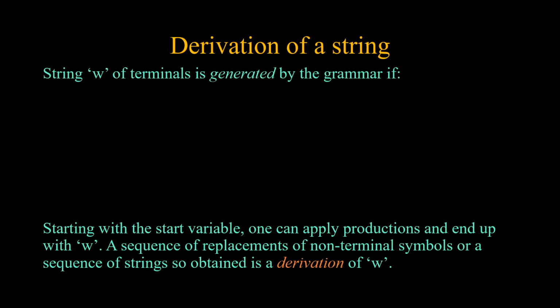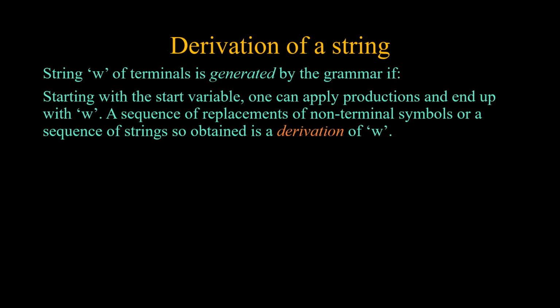Now, what is derivation of a string? We say that we derive a particular string from a given grammar. We normally denote strings by small letter w. A string w of terminals is generated by the grammar if, starting with the start symbol, one can apply productions and end up with w. That means we get a set of characters in the form of a string.